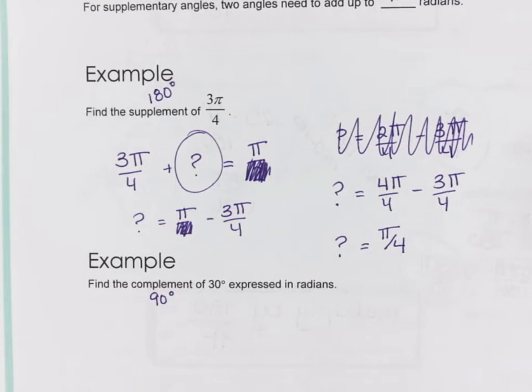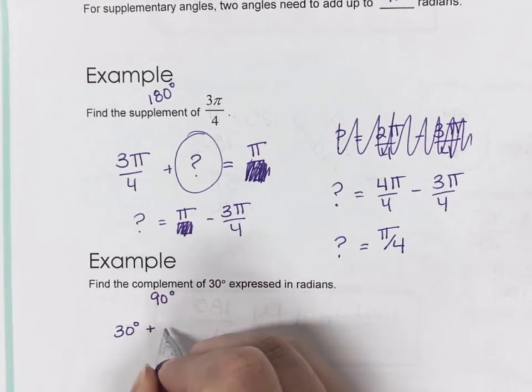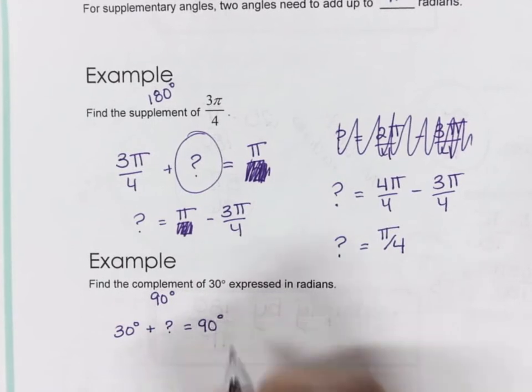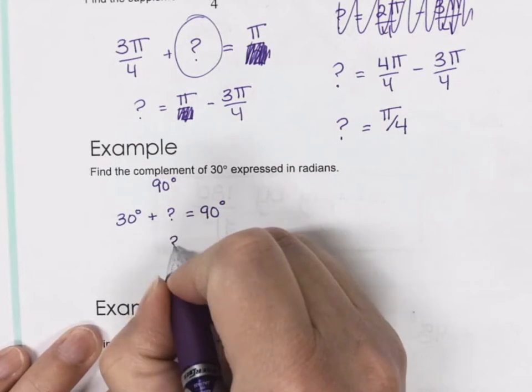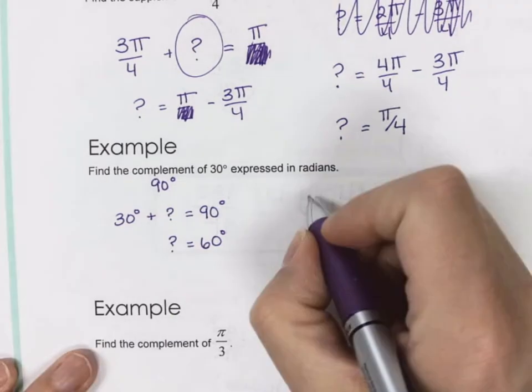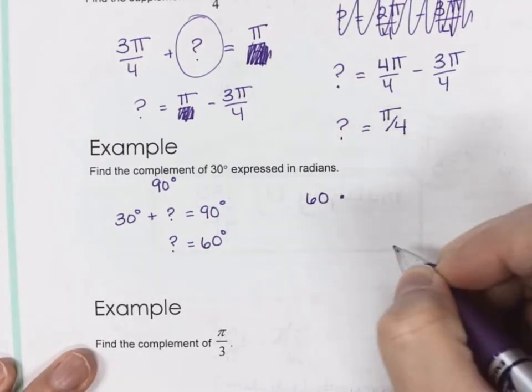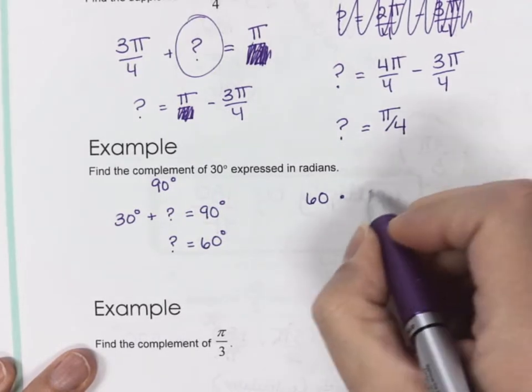Okay, so the next one says find the complement of 30 and express in radians. So it's given the whole question in degrees, but it wants my answer in radians. Not a big deal. So I need 30 degrees plus something equals 90. Can you do that in your head? What's the something? 60 degrees. But it doesn't want it as degrees, it wants it as radians. So now I take 60 and multiply it by pi over 180.